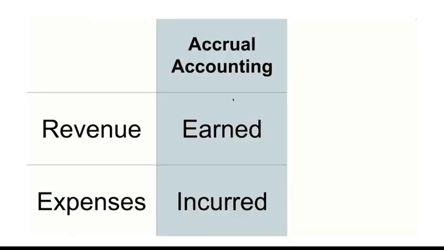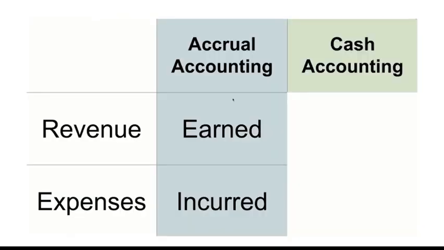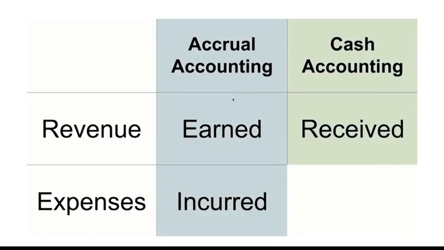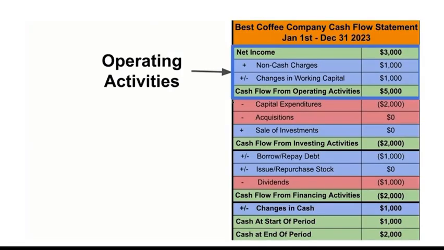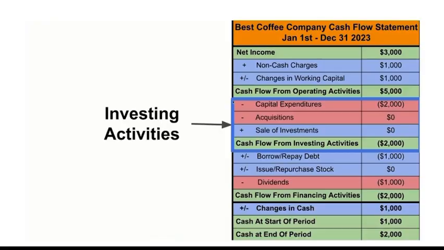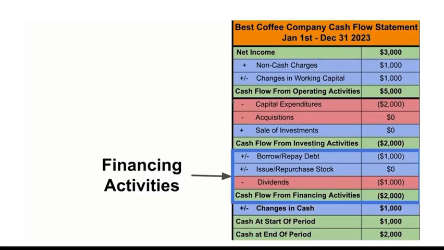However, while the income statement used accrual accounting, the cash flow statement uses cash accounting. So when recording revenue, the only thing cash accounting cares about is, did the cash get received? And when recording expenses, the only thing cash accounting cares about is, was cash paid out? The cash flow statement can be broken down into three major subcategories. The first is called operating activities, which are all activities related to running the business. The second is called investing activities, which are all cash flows related to investing in the business. And the third is called financing activities, which are all cash flows related to financing the business.